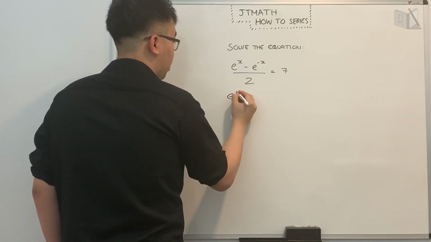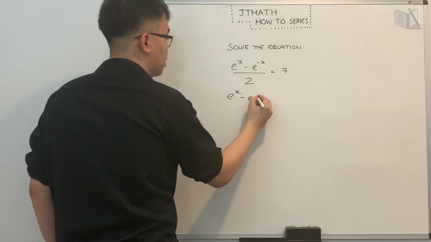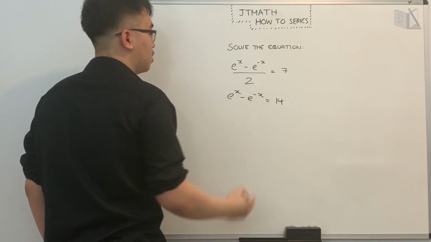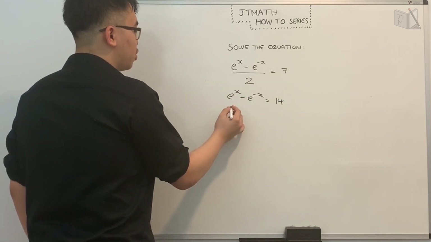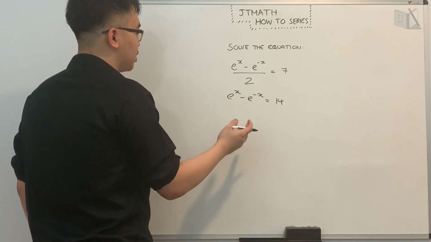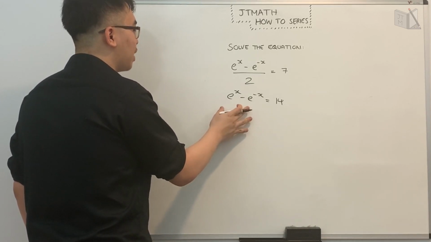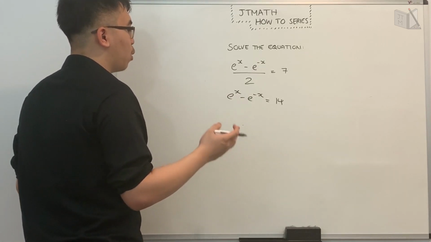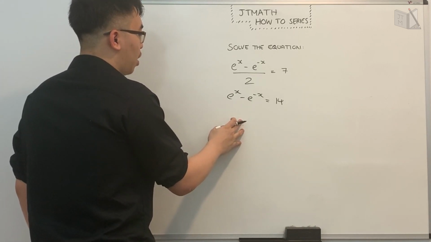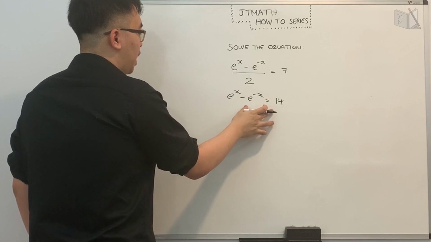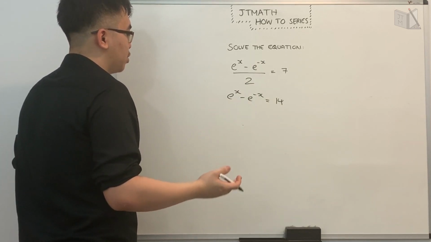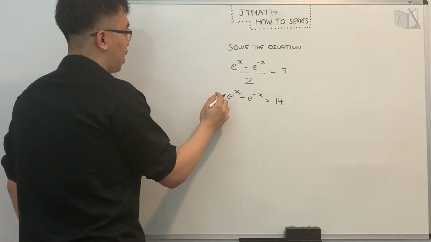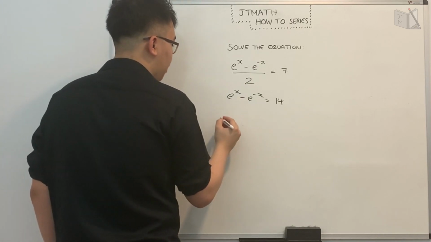Then we're going to have e^x − e^(−x) = 7 × 2, which is 14. Now next we want to construct some kind of equation that we would know how to solve, because as is, there's no way that we could solve this that we know of currently. However, we do know how to solve a quadratic equation, so therefore we're going to have to find a way to make this look somewhat like a quadratic equation. Now to do that, I would suggest that we multiply each side by e to the power of x. So let's go ahead and do that.